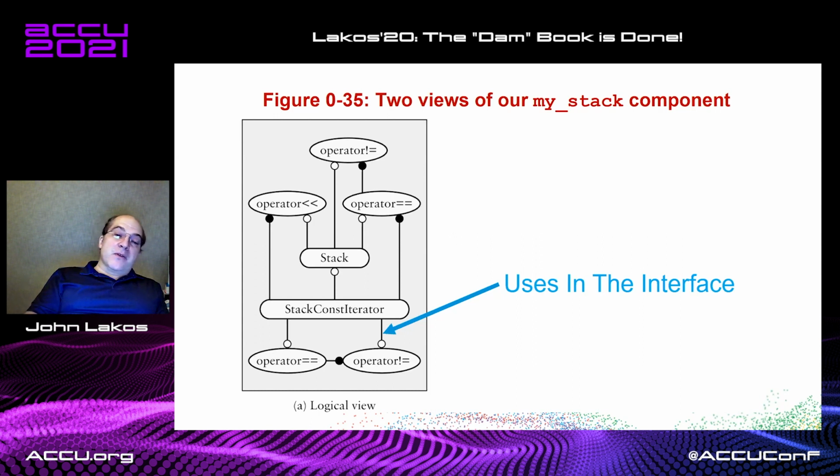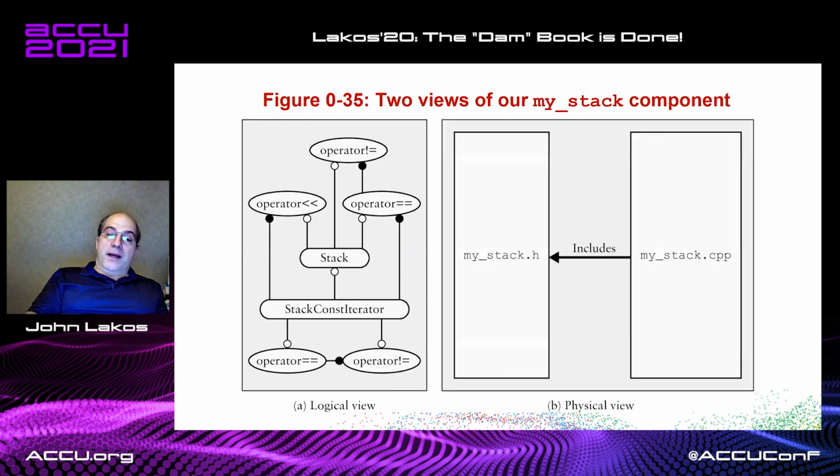Now, if something isn't used in the interface but is still used substantively, we say it's used in the implementation. And in this diagram, we're saying operator double equals doesn't use stack const iterator in its interface, but does in fact use it nonetheless. These logical symbols have physical consequences, and they imply physical dependencies. So that's why it's really important, rather than having to look at the code directly, we can abstract the code and look at it in this higher level logical relationship way.